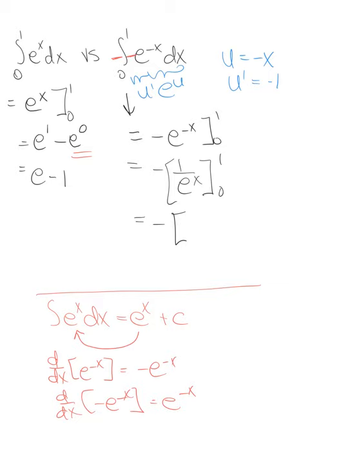Then I'm going to take this, and I'm going to put in the top bound, which is 1, and then I'll subtract what happens when I put in the bottom bound, which is 0. And so this gives me minus a 1 over e. Remember, e to the 0 is 1. And so this is going to give me a minus 1 over e plus 1.